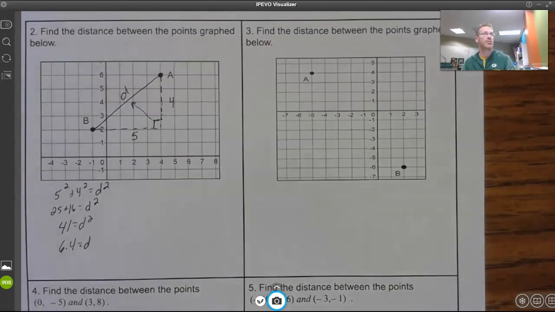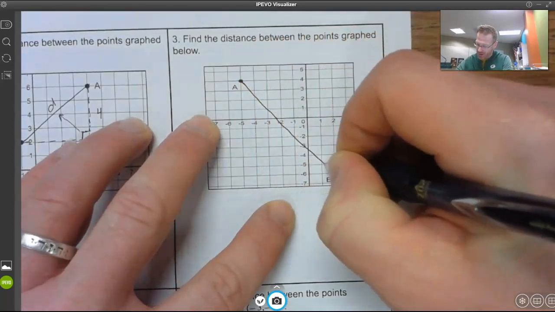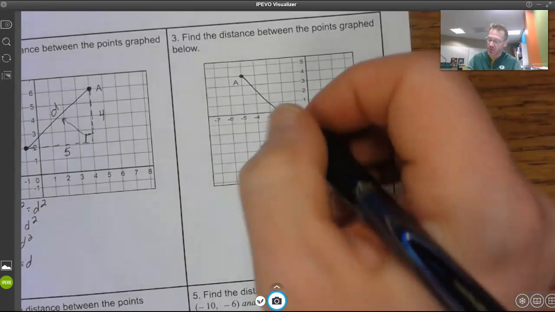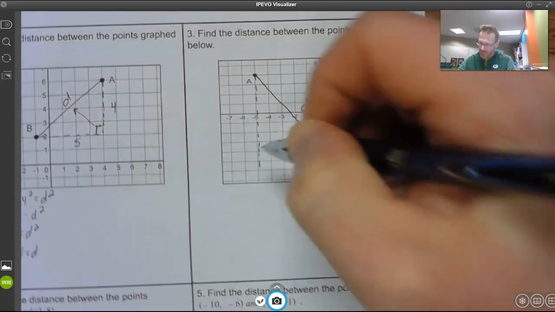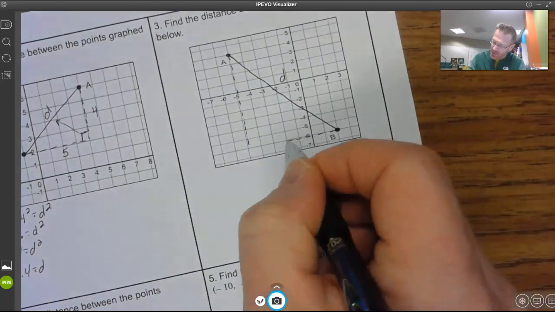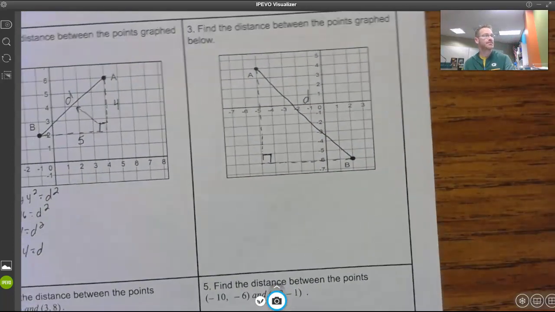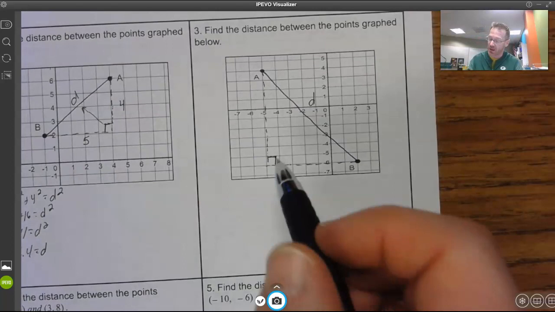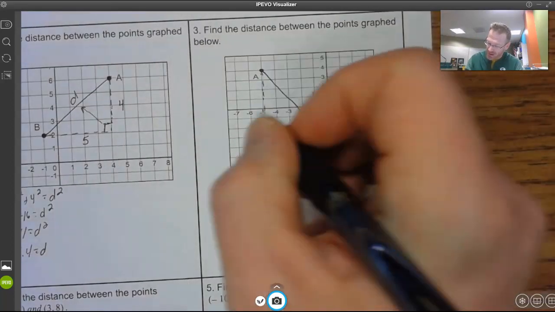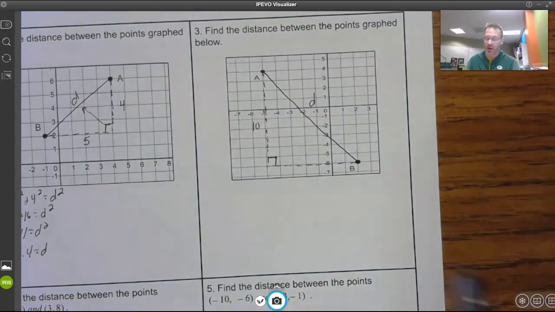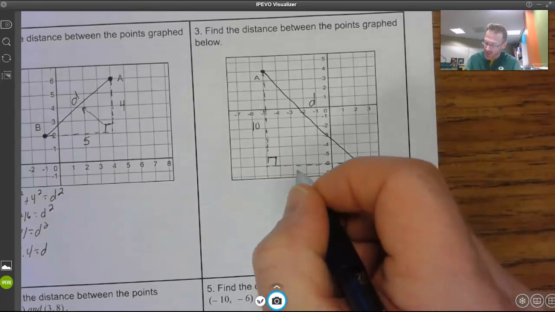So find the distance between those points. All right, so we want that straight distance between A and B, so that guy right there. All right, that's what we want. So once again, we're just going to create our right triangle. So I'm just going to drop my vertical leg and my horizontal leg until they meet. And where they meet is where that right angle is going to be formed. And we just have to find the length of those two legs, right? So 1, 2, 3, 4, 5, 6, 7, 8, 9. So 10, all right, for my vertical leg. And then 1, 2, 3, 4, 5, 6, 7, all right, for my horizontal leg.